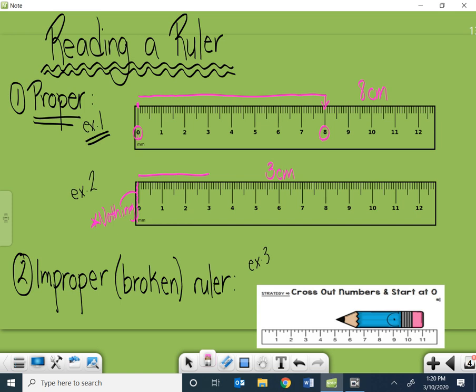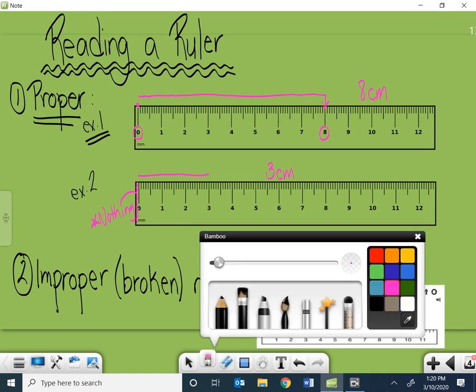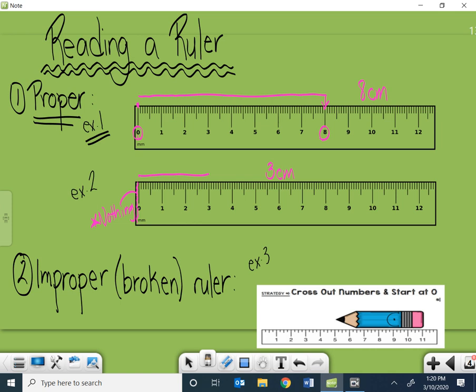Okay, the second way of reading a ruler is what we call improper. You may have called it different things in grade 4 or grade 3. It just means it's not a typical ruler, for a few reasons. Most commonly it's called a broken ruler, which basically means maybe it was literally broken, but it just means you're not starting at 0. Here you probably noticed we always started at 0. But let's say you weren't starting at 0, and I put an example here.